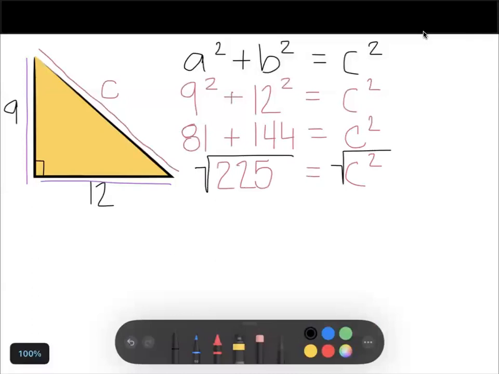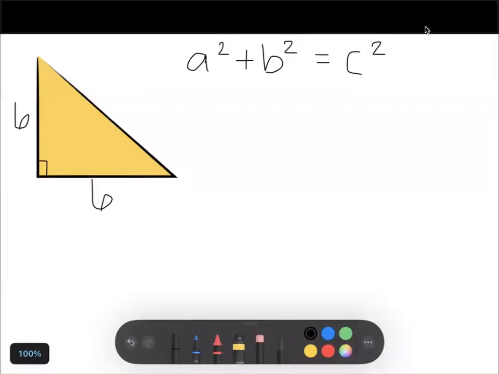So remember, square roots are the opposite of exponents. If you have something to the second power, the opposite of that would be the root or the square root of that. So the square root of c squared is c, because c squared is c times c. That means the square root of that is c. The square root of 225 ends up being 15. If you weren't sure how I got those numbers, see some of my other videos about finding the square root. So basically 15 equals c. That means the length of the hypotenuse in this right triangle is going to be 15.